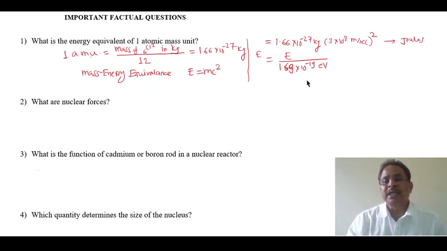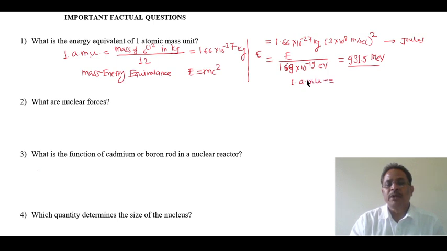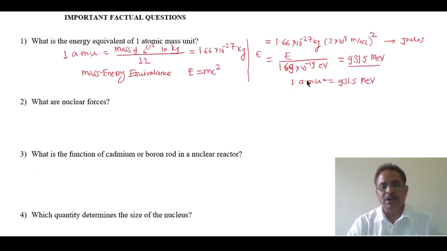So if this entire calculation is done, we come across the final number, 931.5 MeV. So this is the equivalent amount of energy for 1 AMU. That is what we understood: 1 AMU is equal to 931.5 million electron volts.